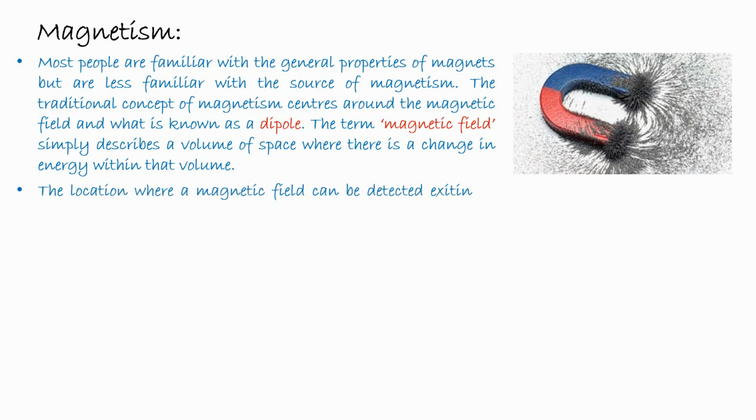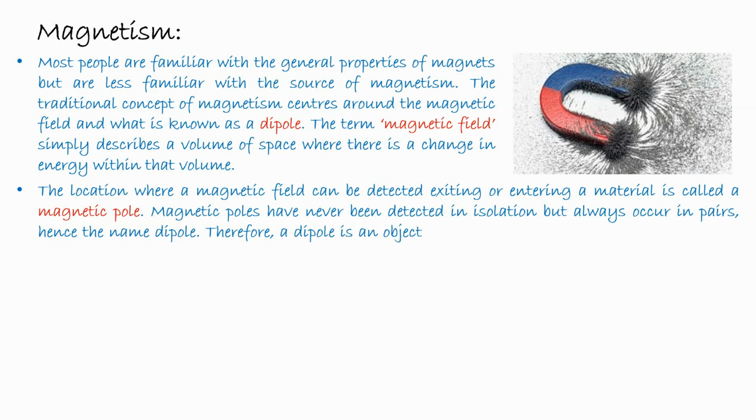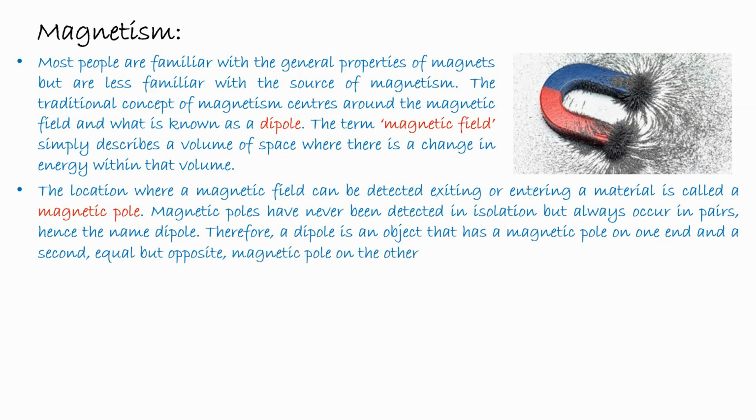The location where a magnetic field can be detected exiting or entering a material is called a magnetic pole. Magnetic poles have never been detected in isolation, but always occur in pairs. Hence, the name dipole comes. Therefore, a dipole is an object that has a magnetic pole on one end and a second, equal but opposite, magnetic pole on the other.